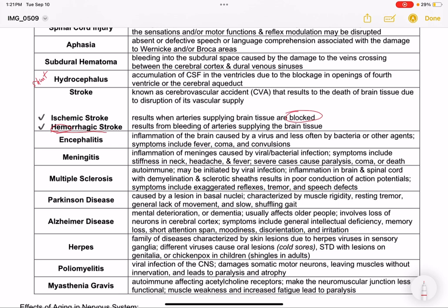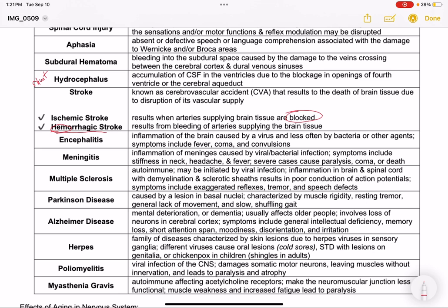Meningitis, ang hambal o inflammation of the meninges. So kung mag-leak ang CSF, so inflammation of meninges, so hindi lang na siyang mag-leak pagid ha. So pwede pagid ang viral or bacterial infection. So symptoms include stiffness in neck, headache, and fever. Severe cases cause paralysis, coma, or death.